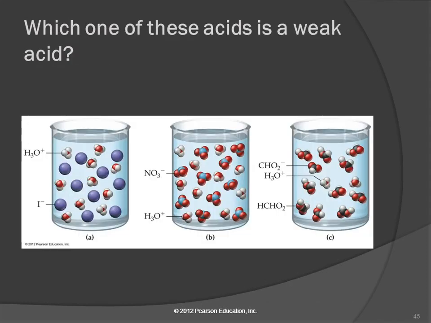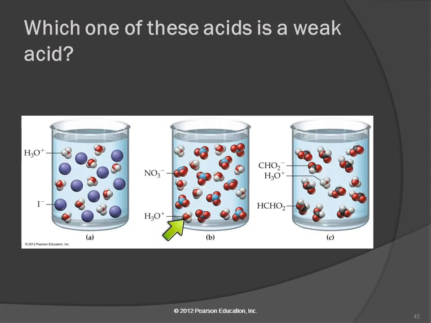So if we look at diagrams like this, we can identify which ones are strong acids and which ones are weak acids. Here we've got iodide ions and hydronium ions. Are there any other type of ion in there, or any other type of particle? No, all we have are the ions. So that must have been hydroiodic acid, and it ionized completely. So is this strong or weak? That one's strong.